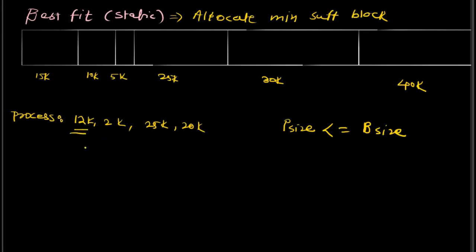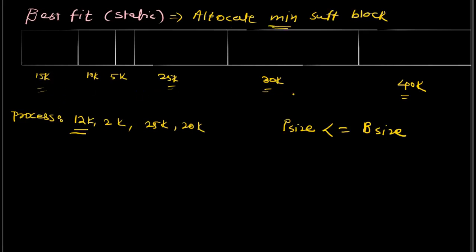Now for 12k, the sufficient blocks are 15k, then 25k is sufficient, 30k is sufficient, and 40k is also a sufficient block. So these are all the sufficient blocks because size 12 is less than 15, less than 25, less than 30, less than 40. But out of this we have to select a minimum sufficient block. So which is the minimum sufficient block? Block number 1 of size 15.